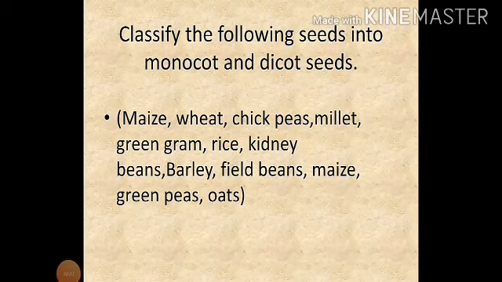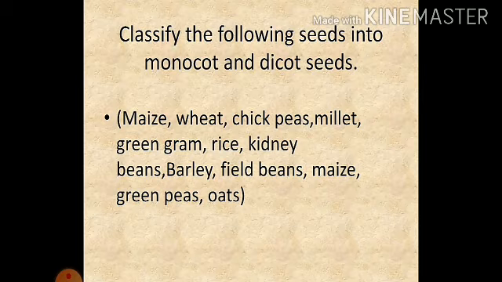Okay, now you can see that there is a classification activity on your screen. So let's see it. Classify the following seeds into monocot and dicot seeds. So here you can see that different names of seeds are given. What we are going to do is divide these seeds into monocot and dicot seeds. So first let's read all those seeds. Maize, wheat, chickpeas, millet, green gram, rice, kidney beans, barley, field beans, maize, green peas, oats.